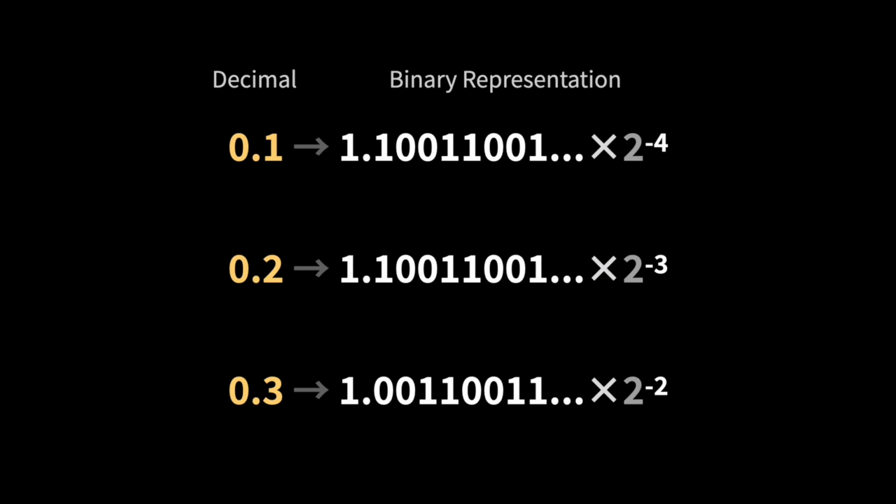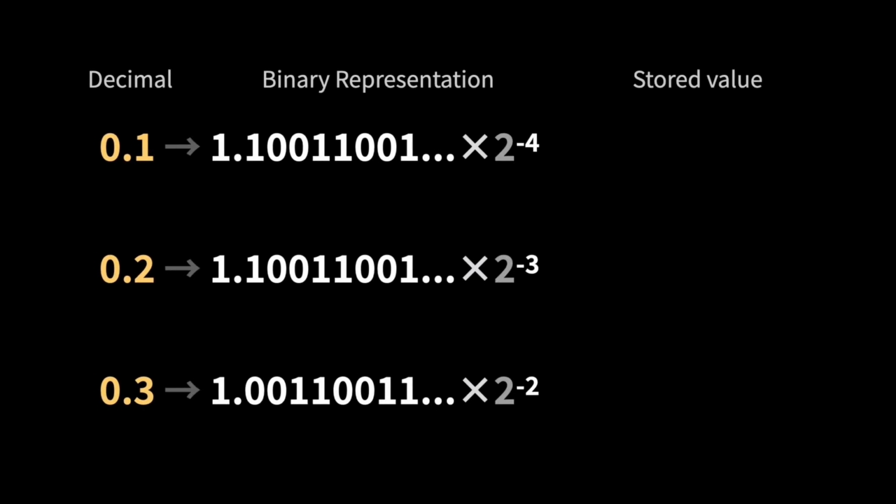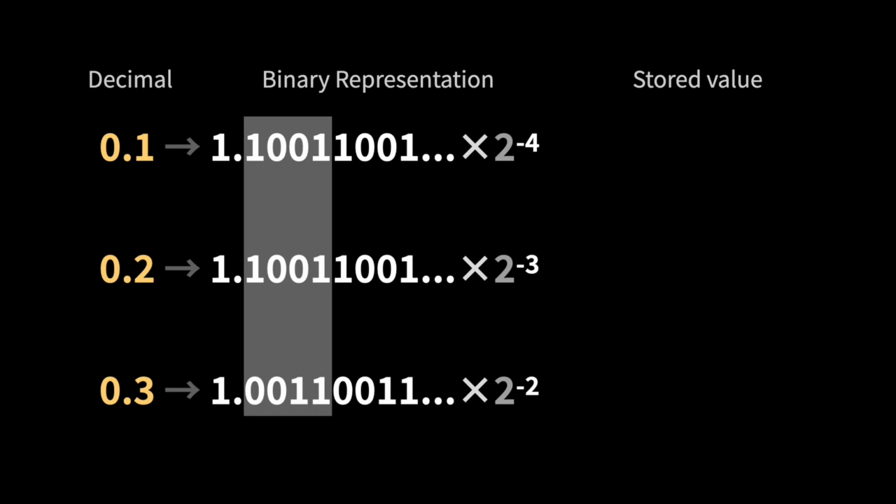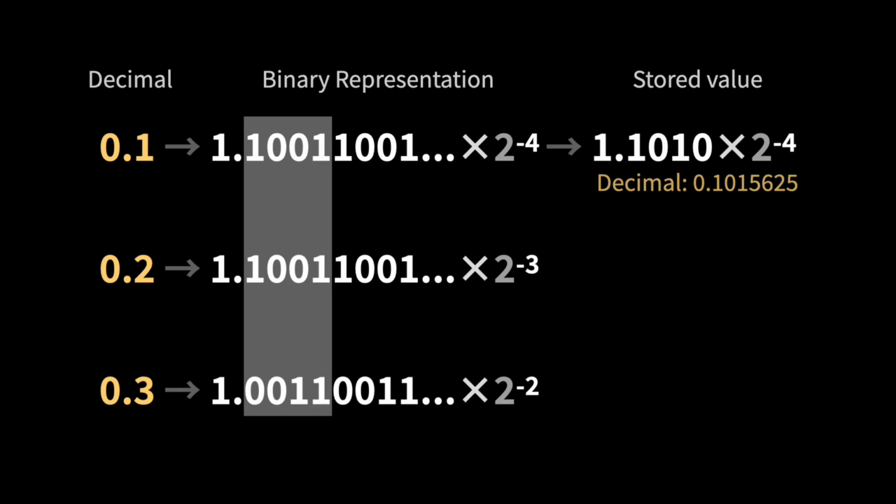As mentioned before, memory cells have a limited number of bits, so they can't store infinite repeating binary fractions exactly. They can only store approximations based on the nearest round rule. Let's assume the computer can keep at most 4 fractional bits. For 0.1, the remaining part is larger than half, so we round up. It gets stored as 1.101 times 2 to the power of negative 4, which is 0.1015625 in decimal, slightly greater than 0.1.